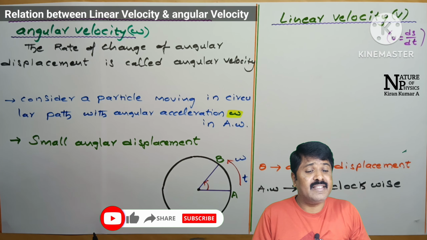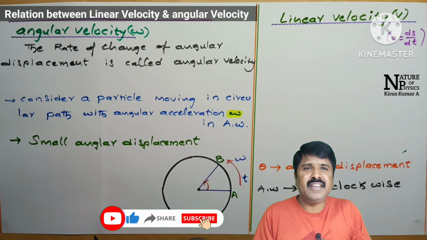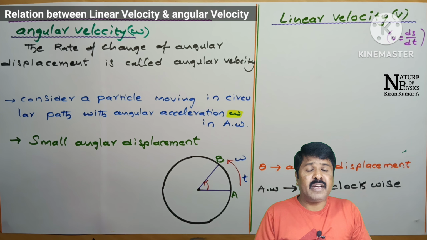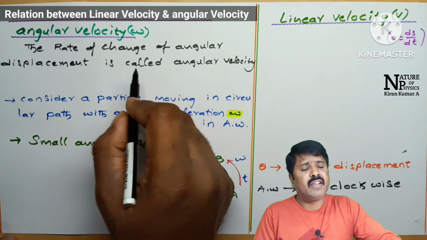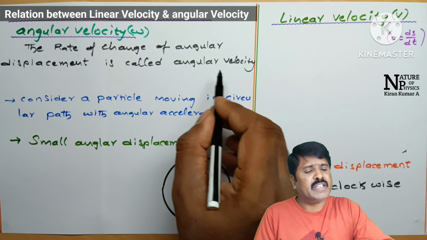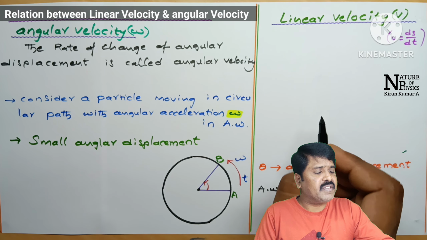Today's topic is the angular velocity and linear velocity relation, V is equal to R omega. Okay students, for this I am going to discuss first angular velocity omega. The rate of change of angular displacement is called angular velocity.